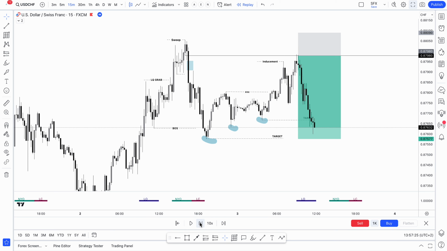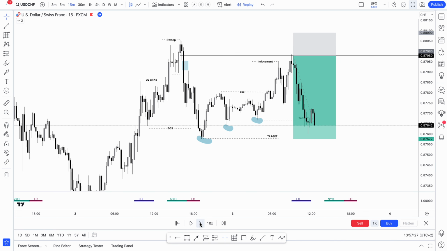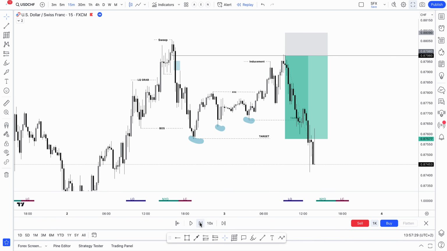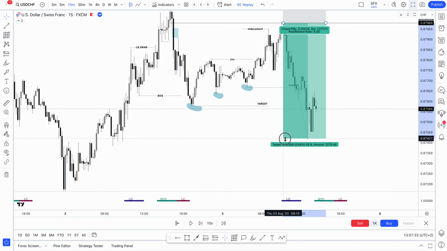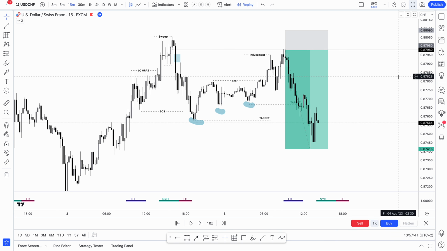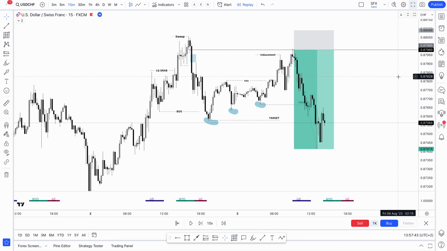Moving into the New York session slowly, boom, and this was about it. So eventually, if I draw this even further to the downside, you can see 5%. So I don't complain with the 5%. So this was a textbook trade. Every confluence that was needed was there. Textbook, you see, you execute, and that's about it.